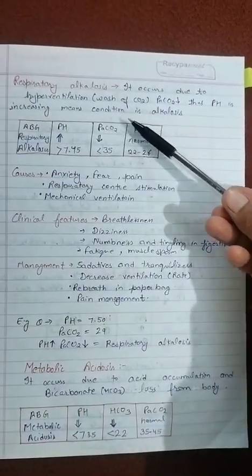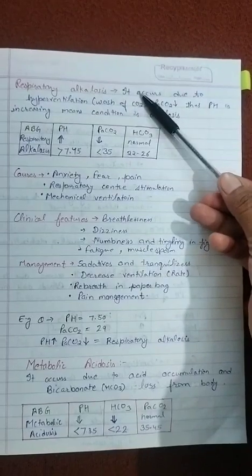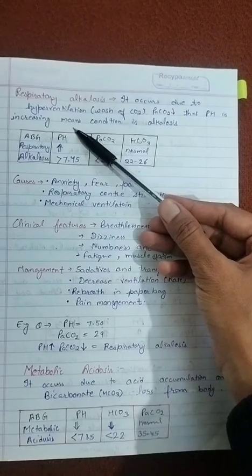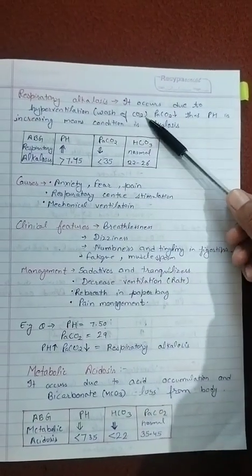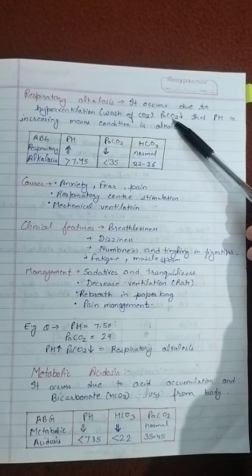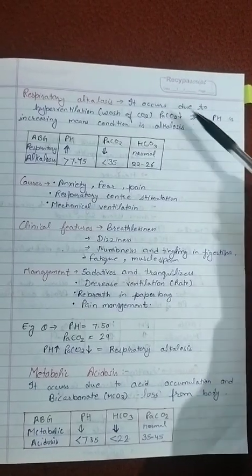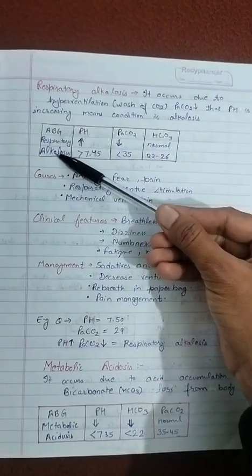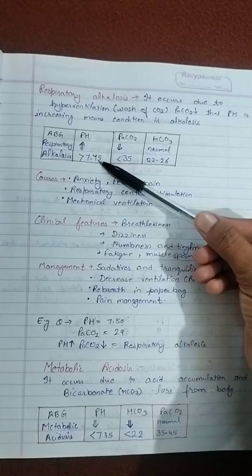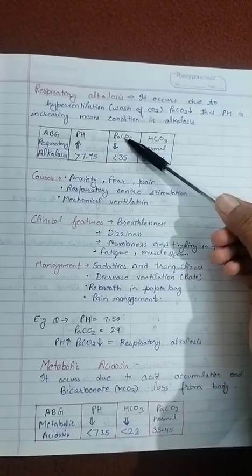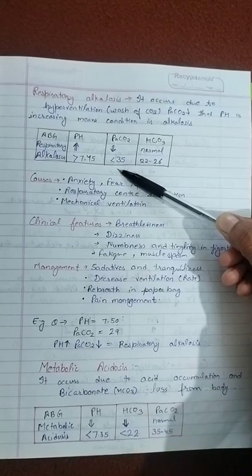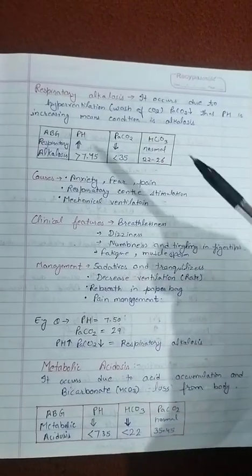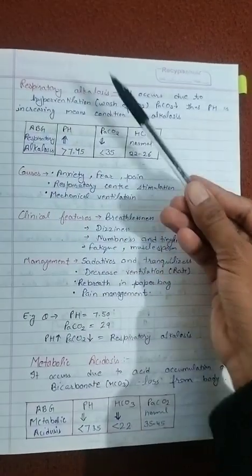So friends, let's talk about the second condition, that is respiratory alkalosis. This condition occurs due to hyperventilation, or we can say washout of CO2, due to which the CO2 will be decreasing in the lungs, and thus the pH is increasing, means the condition is alkalosis. If we see ABG analysis, then the pH would be increasing, means more than 7.45, and CO2 would be decreasing, means less than 35, and HCO3 means bicarbonate would be normal. So in this condition we will see it is respiratory alkalosis.